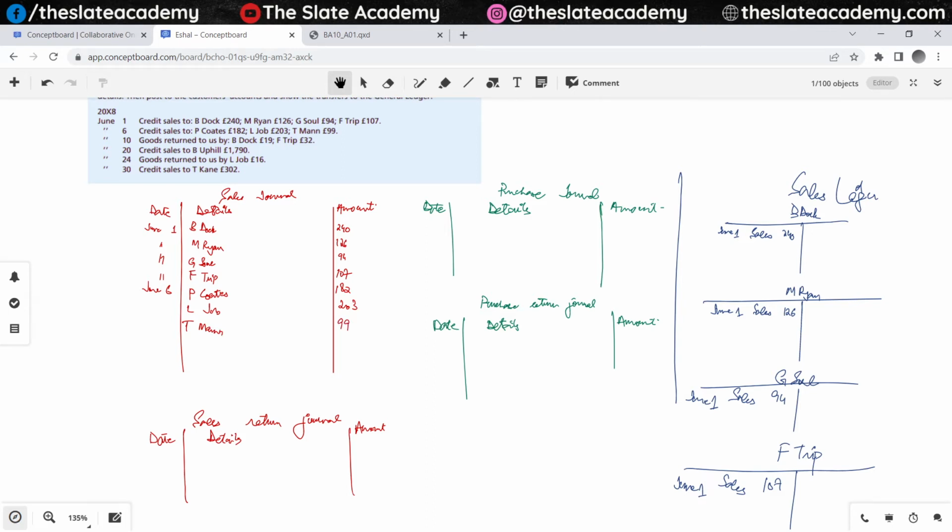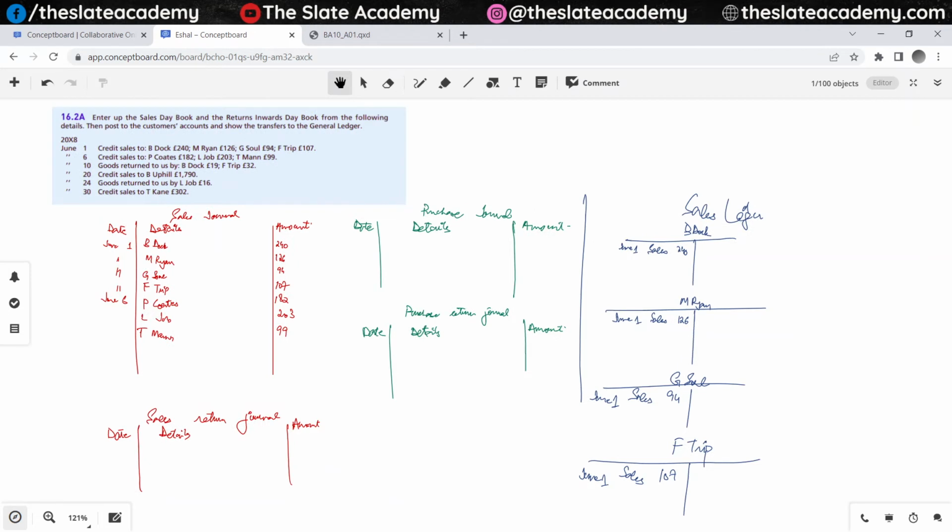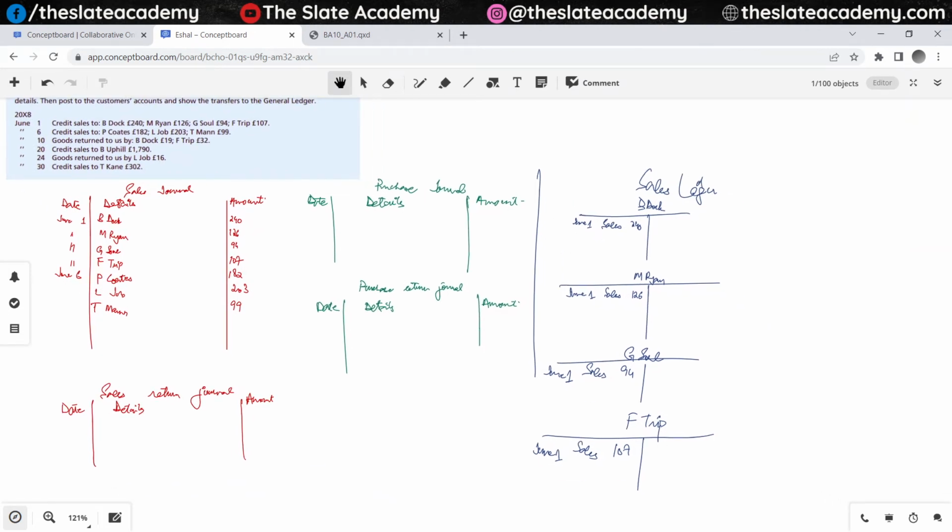Acha, you will have to open a few more T accounts now. And again in the same sales ledger because these were sales. अच्छा जी, we have to open one for P Coates.